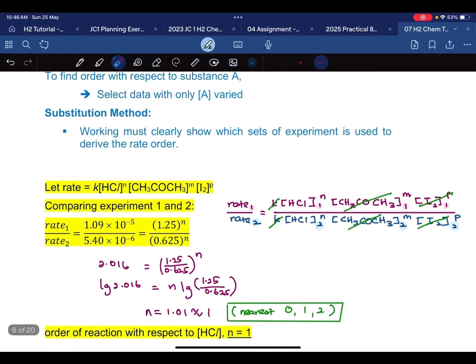So to conclude, our order of reaction with respect to HCl, n is equal to 1.